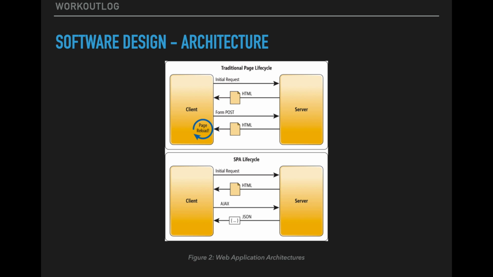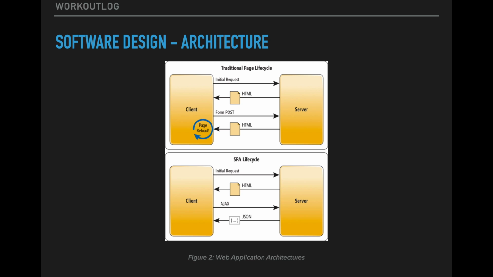And then in terms of software design, the main approach was to create a single-page application. Single-page applications, or SPAs, are different from traditional web applications, because in a traditional web application, each client request is responded to by a server with HTML, JavaScript, and CSS. The difference between the traditional page lifecycle and an SPA lifecycle is the initial request.